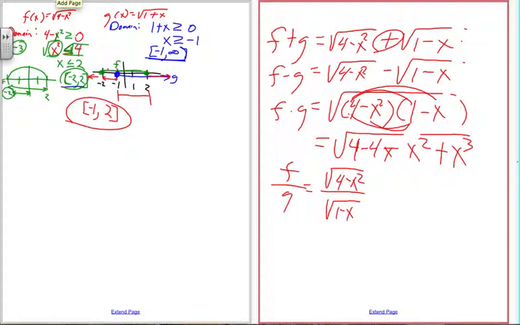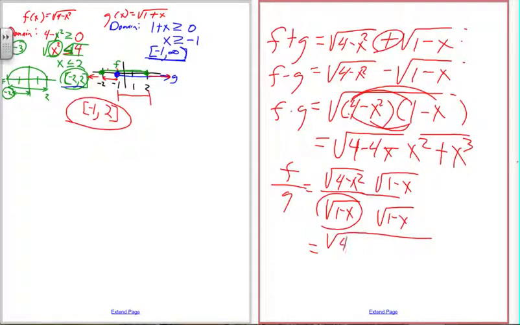Remember, you can't have a radical, so you multiply the top and bottom by the radical. And we've already done that up there, so that's going to be the square root of 4 minus 4x minus x squared plus x cubed. And yeah, I've got it in reverse order. Then the square root of these is going to give me 1 minus x.